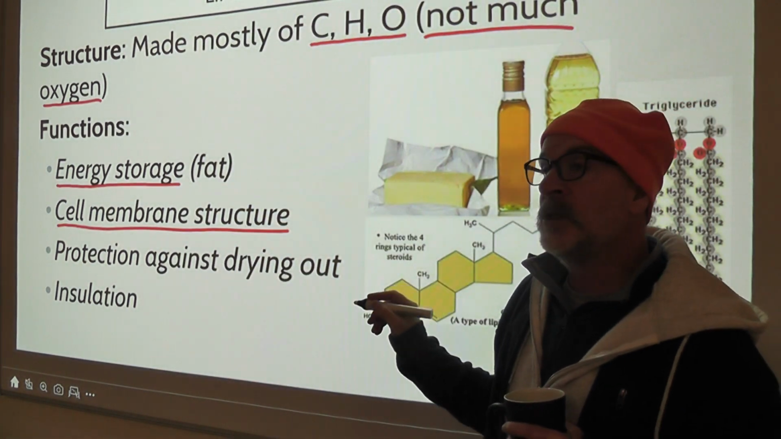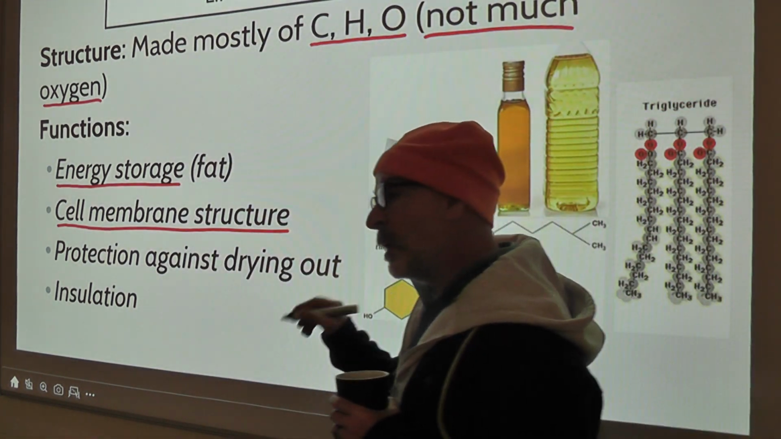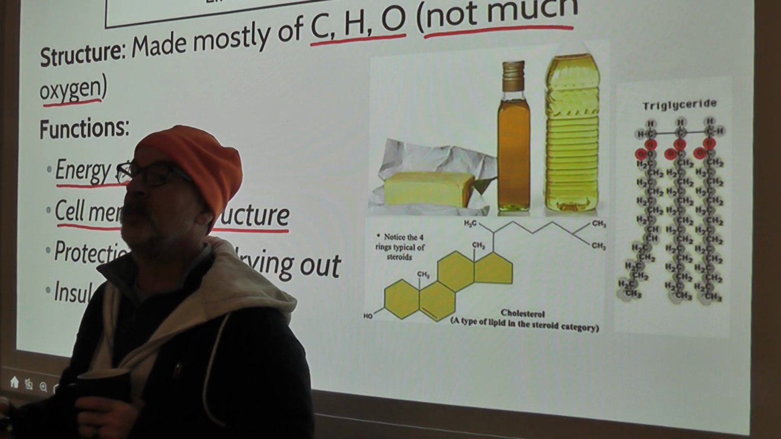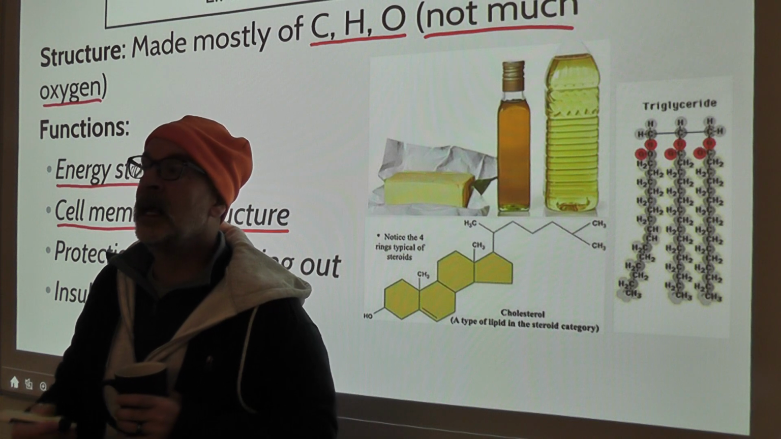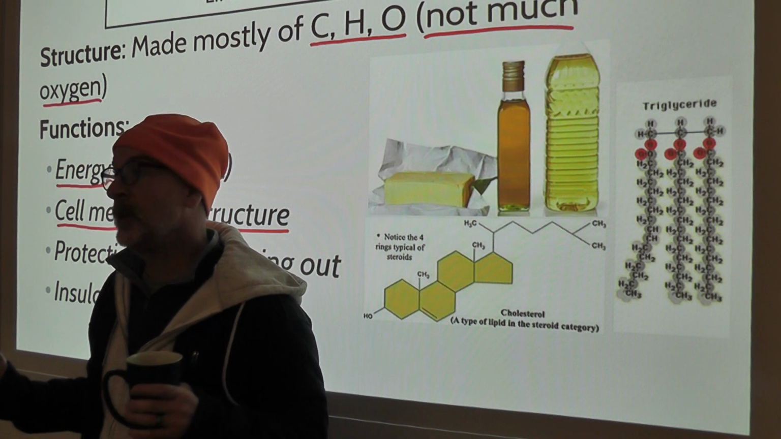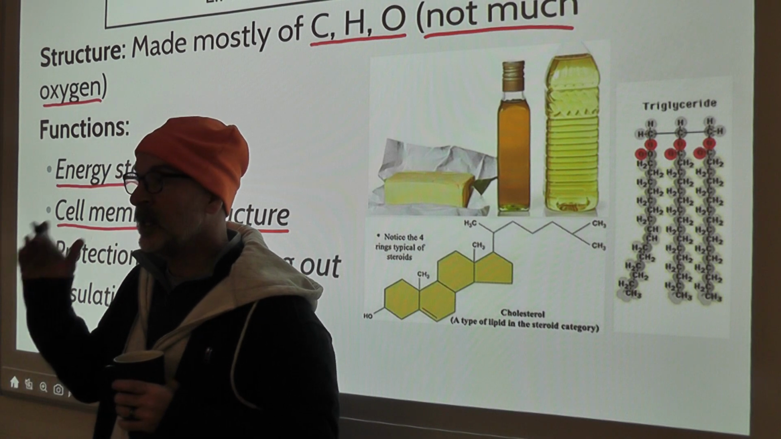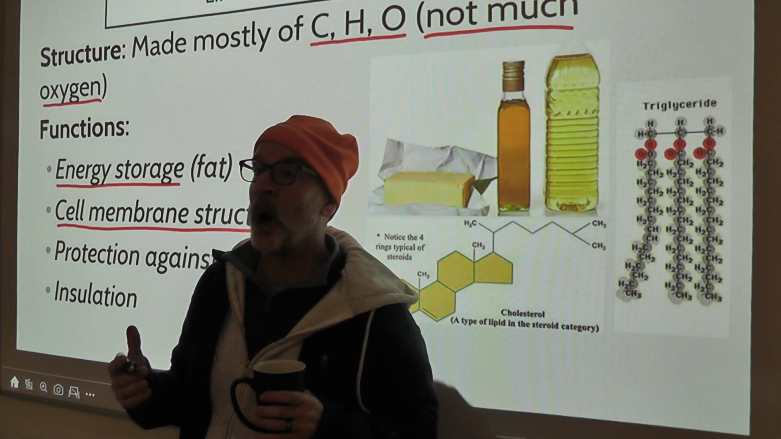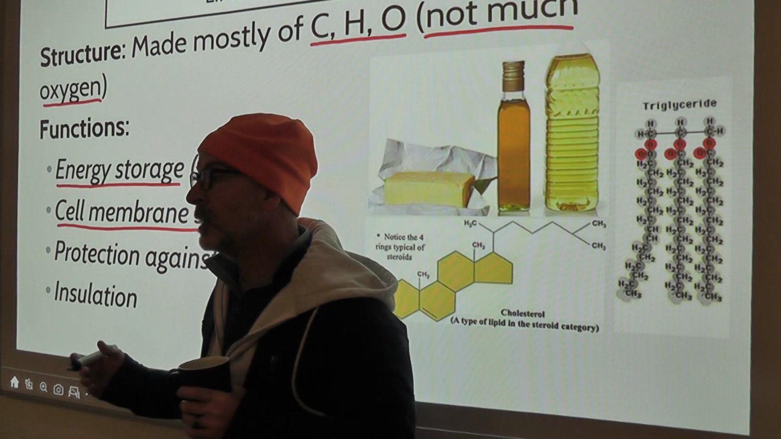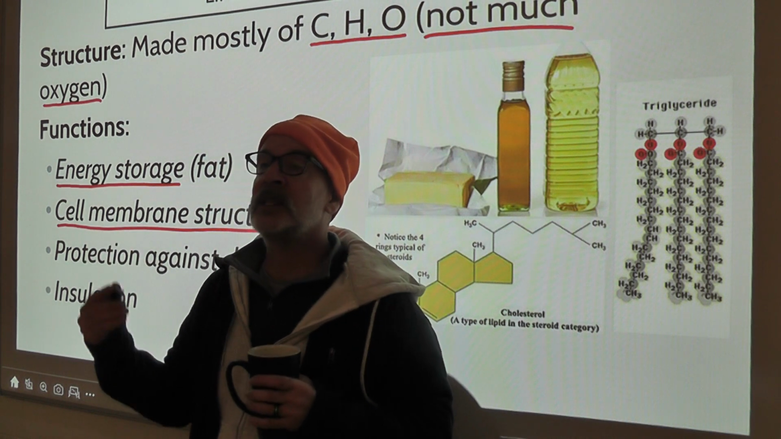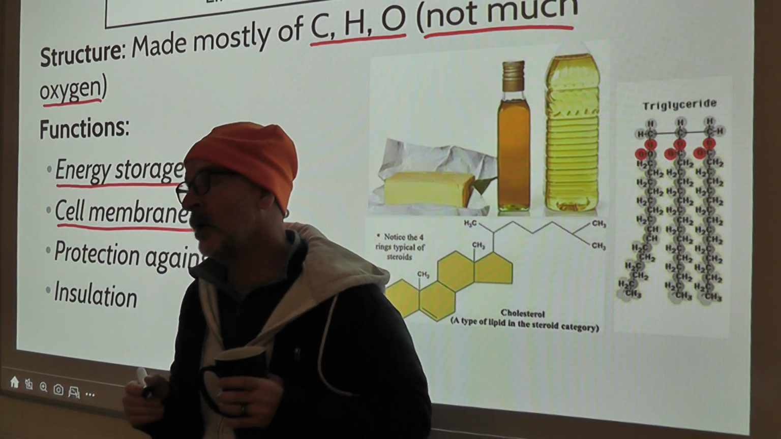Lipids can be used as insulation, both structurally and temperature insulation. So organisms that, for example, live in really cold climates can store a lot of lipids in something called blubber, and that blubber is for insulation more than anything else. It keeps the inside of their bodies warm when the outside air is really cold. We also have insulation inside our bodies to protect and cushion our organs.